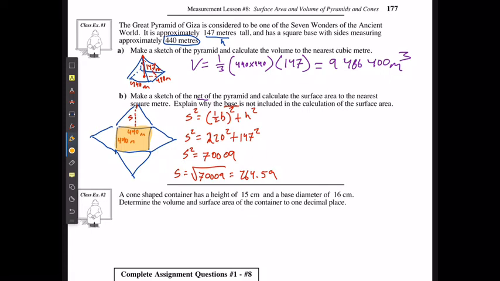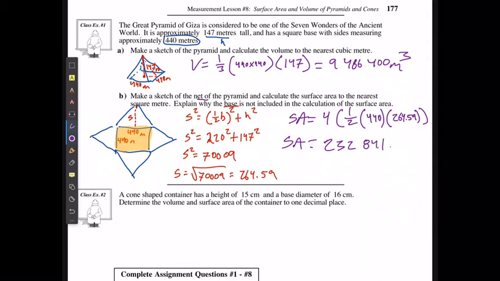And the 4 triangles are going to be 4 of these, 1/2 times the base, 440, times the height, which in this case is the slant height. Which means that my surface area in this case is going to be 232,841 meters squared if I'm going to the nearest whole meter squared.